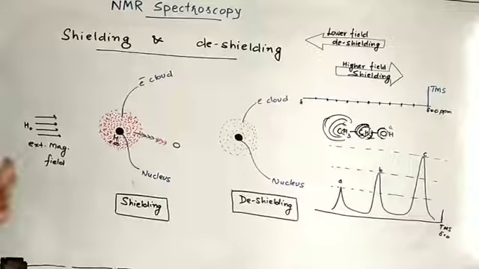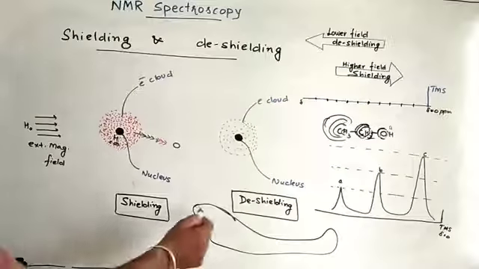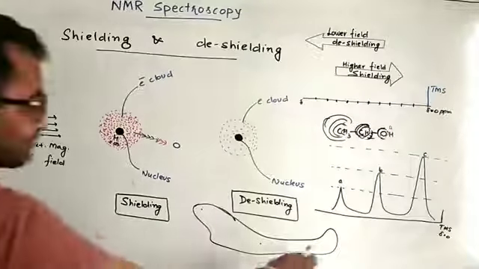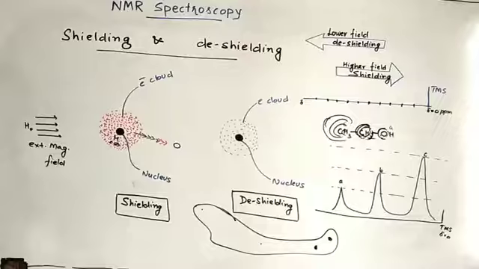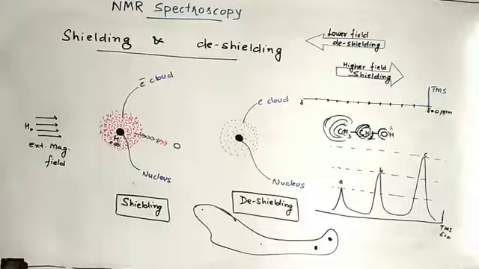The part of the compound, suppose this is the compound, it's a big compound. This part has a low electron density. There will be de-shielding. And here electron density is more, here electron density is more, so this part of the compound gets shielded, requires a strong magnetic field, meaning the peak will appear toward TMS. So in this way, all the protons present in the molecule have a different electron cloud around them. That makes their behavior different toward the external magnetic field.